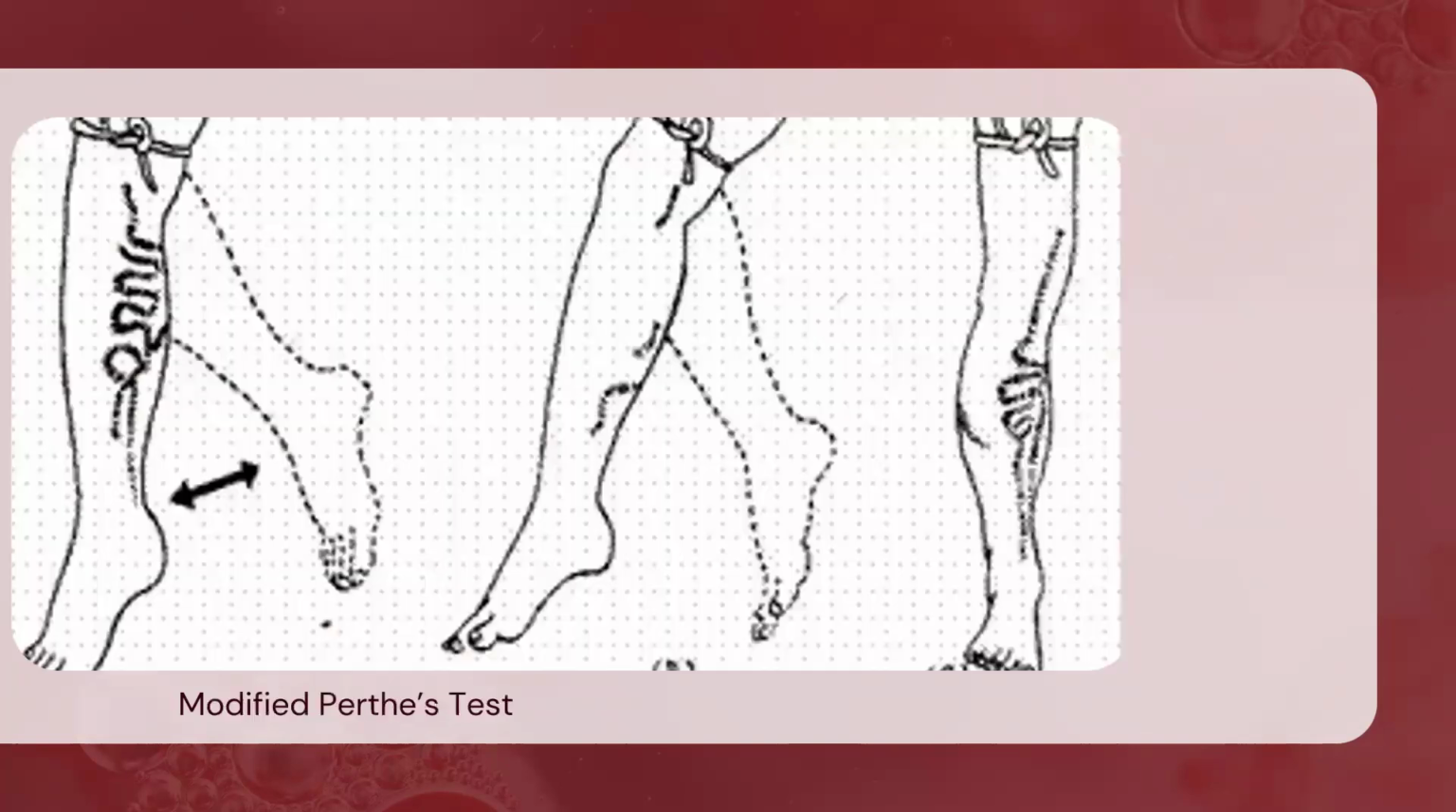Further, we have the Perthes and modified Perthes test. In Perthes test, the patient is asked to walk with a wrapped elastic bandage, and there will be severe crampy pain in case of deep vein thrombosis. In modified Perthes test, the tourniquet is tied around the upper part of the thigh, and the patient is asked to walk. If there is normal venous physiology, the veins will shrink, whereas because of the varicose veins, they will be more dilated and tortuous.